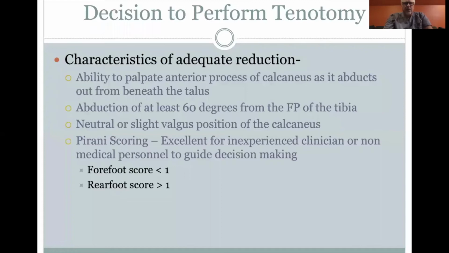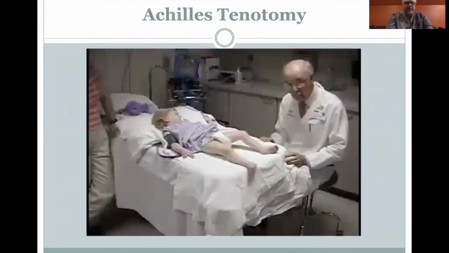And the Pirani scoring method, which is a really reliable way to determine if you should do a tendo-Achilles lengthening. And that forefoot score is less than 1 and the rear foot score is greater than 1. Basically what that's saying is all the deformities in the front part of the foot have been corrected, but there's still a residual equinus deformity.